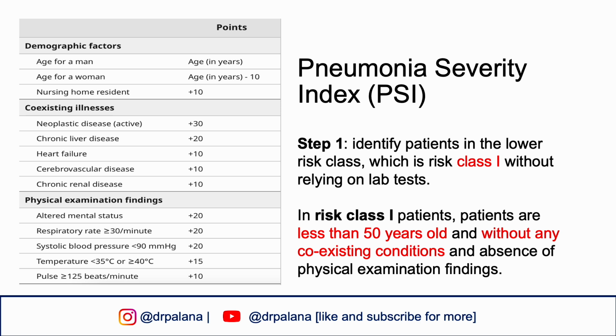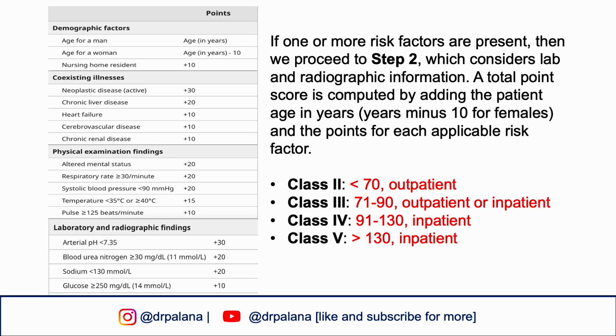The Pneumonia Severity Index stratifies patients with pneumonia into 5 classes for risk of death from all causes within 30 days. It requires 2 steps. Step 1 is to identify the patients in the lowest risk class, which is risk class 1, without relying on lab tests. Risk class 1 patients are less than 50 years old, without any coexisting conditions, and with an absence of abnormal physical examination findings. If one or more risk factors are present, then proceed to step 2, which considers lab and radiographic information.